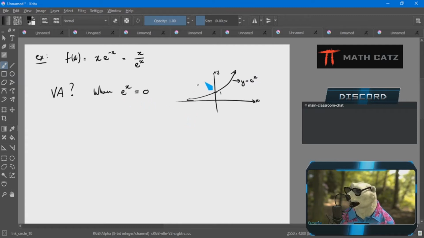So this guy is always above the x-axis. It's never going to give me a y value of 0. So that's never going to happen. And so I have no vertical asymptotes, because of what is in the denominator.